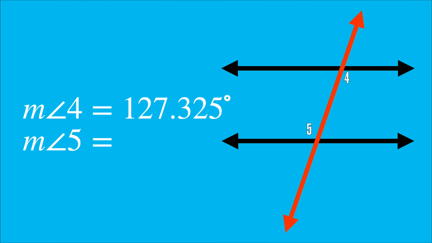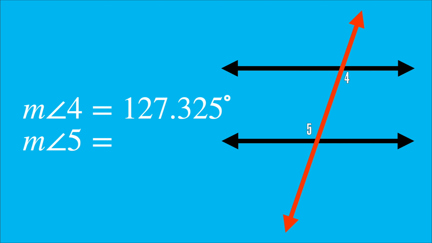Okay. This is pretty much like what we did last time. So the measure of angle 4 is 127 degrees. In this case, what does the measure of angle 5 have to equal in order for these lines to be proven parallel? So if we look at them, angle 4 and angle 5 are alternate interior angles.